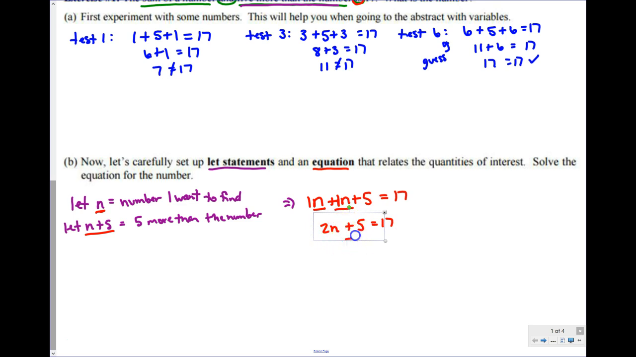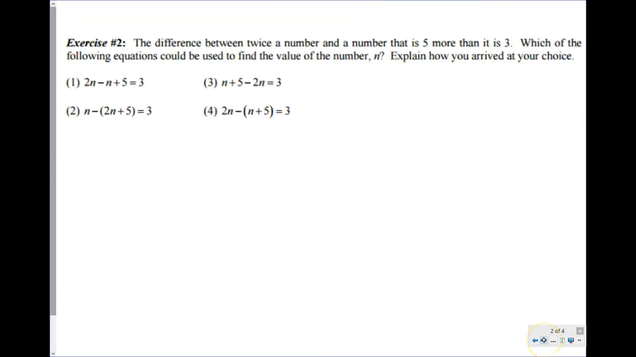To undo this, I'm going to subtract the 5 from both sides. The 5's cancel out and I have 2n equals 17 minus 5, which is 12. Divide both sides by 2. The 2's cancel out and I get the number is 6. So I found my number. Okay? I'm going to put a box around it. 6. Okay? Let's try some more examples here.